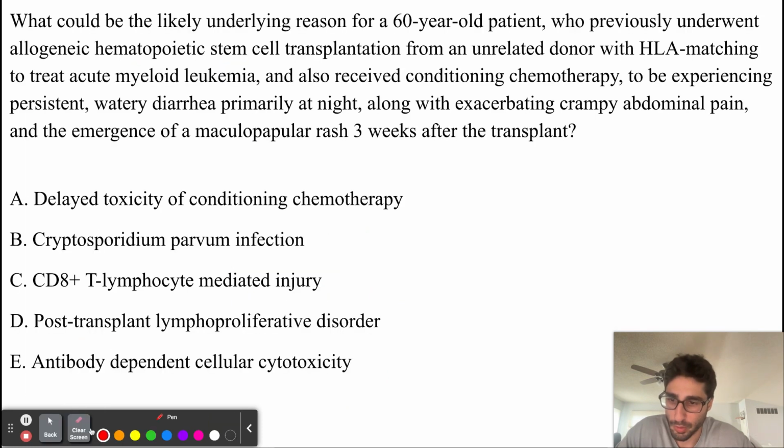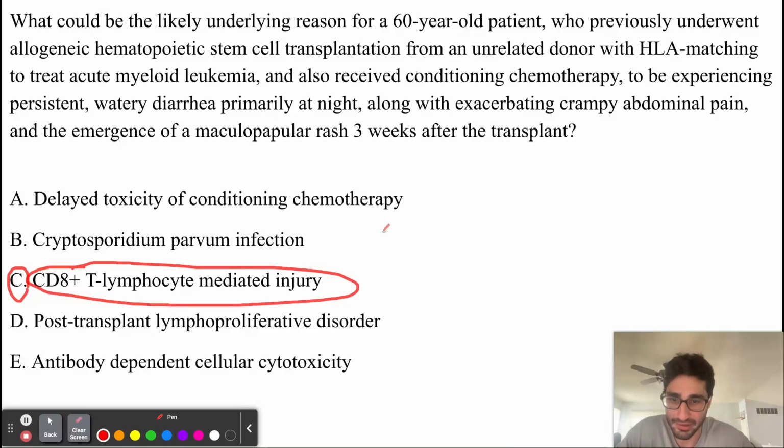So to answer the question, the answer choice is going to be answer choice C. CD8 positive T lymphocytes are going to be the main players in mediating injury in acute graft versus host disease.